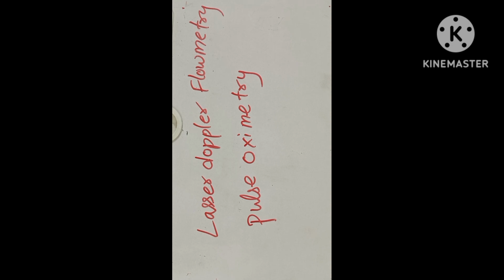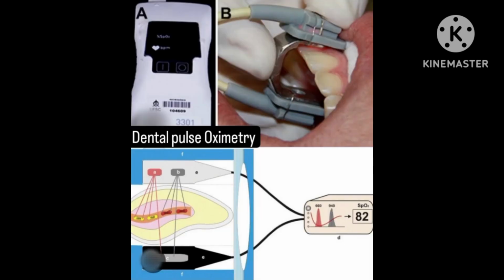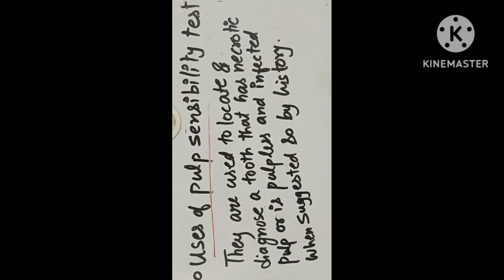So, what is laser Doppler flowmetry? Laser Doppler flowmetry is an optical measuring method that enables the number and velocity of particles conveyed by a fluid flow to be measured. They are used to locate and diagnose a tooth that has necrotic pulp or is pulpless and infected when suggested so by history.